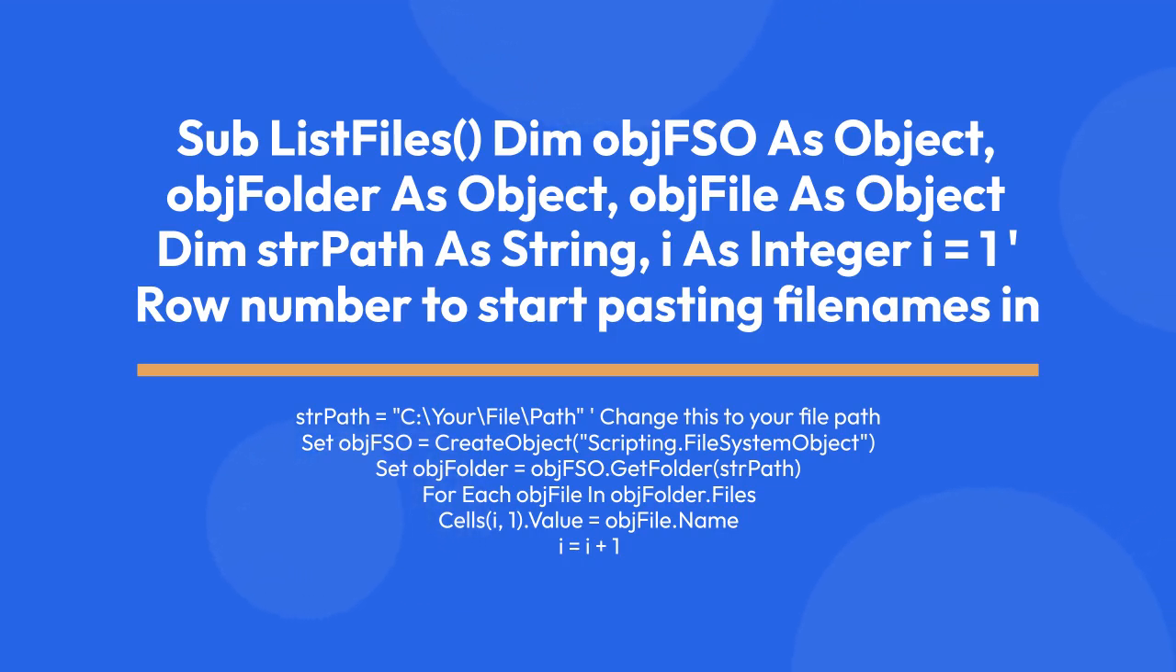Set objFSO = CreateObject("Scripting.FileSystemObject"). Set objFolder = objFSO.GetFolder(StartPath). For Each objFile In objFolder.Files. Cells(i, 1).Value = objFile.Name. i = i + 1. Next objFile. Set objFile = Nothing. Set objFolder = Nothing. Set objFSO = Nothing. End Sub.